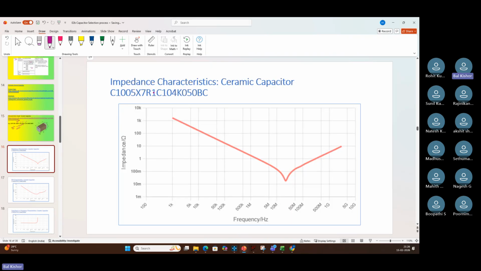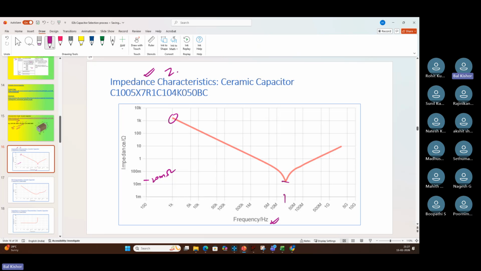So there is something called the impedance characteristic Z. Based on frequency, my impedance is changing from almost 1 kilo ohm to going as low as, let's say, 20 milliohm. So 20 milliohm is the least value. At what frequency is that? Can anybody tell? 20, 30, 40?